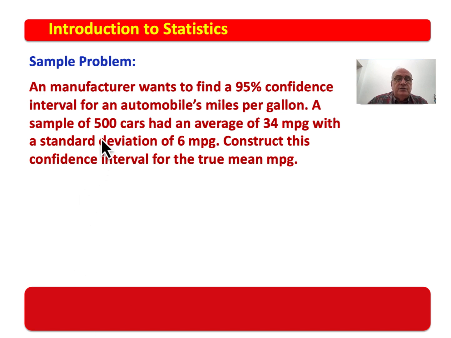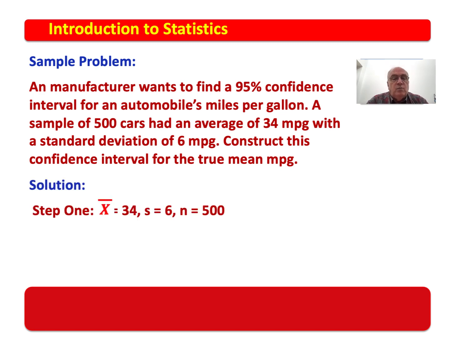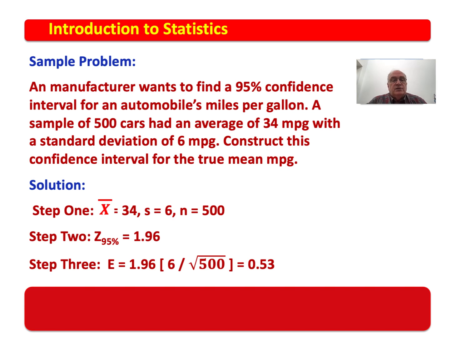So there are things that are interesting here. The sample size is 500, X bar is 34, S is 6. The confidence level is 95%, so we're reading it for information. So we start out, step 1, X bar is 34, S is 6, N equals 500. Step 2, the Z confidence is 95%, which according to our table is 1.96. So we would calculate the effect size. The effect size is 1.96 times S over the square root of N. 1.96 times 6 over the square root of 500.